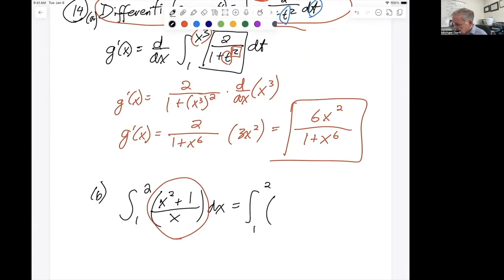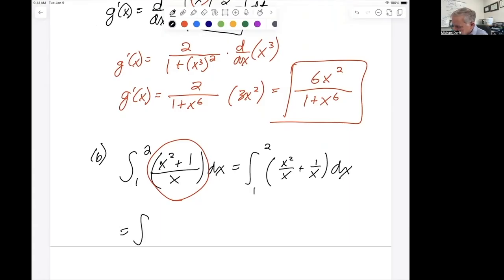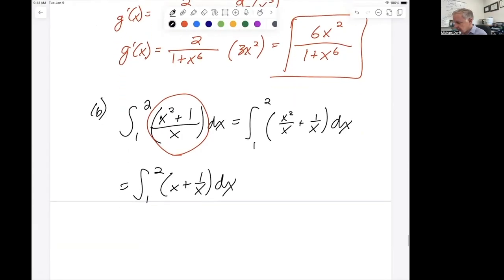So this would be x squared over x plus 1 over x dx. And so I can rewrite that as the integral from 1 to 2 of x plus 1 over x dx. And now by the fundamental theorem of calculus, I just find the antiderivative. The antiderivative of this is going to be 1 half x squared. And the antiderivative of this, it's 1 over x, so it's going to be natural log of x there.